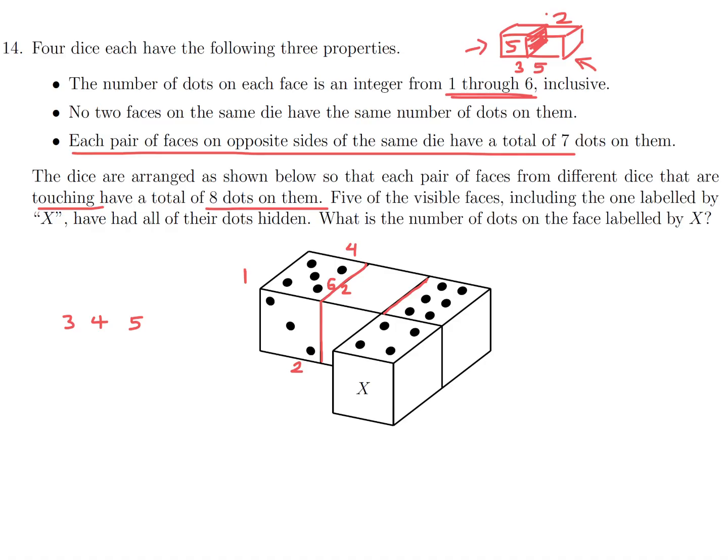I forgot the most obvious thing. They already told me this rule right here. Each pair of opposite faces has to be 7. So if that's 2, this is a 5. I'm overthinking here. Okay, well, that makes it very helpful.